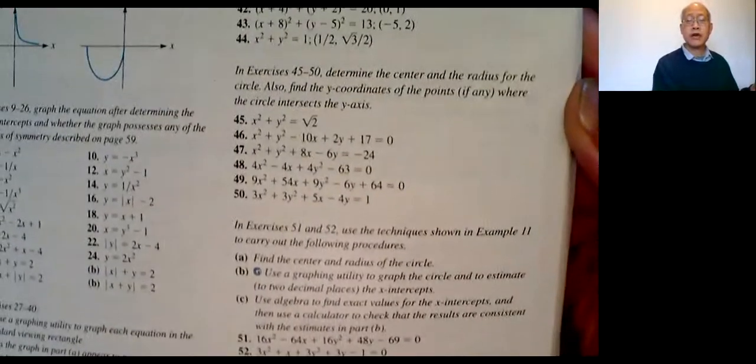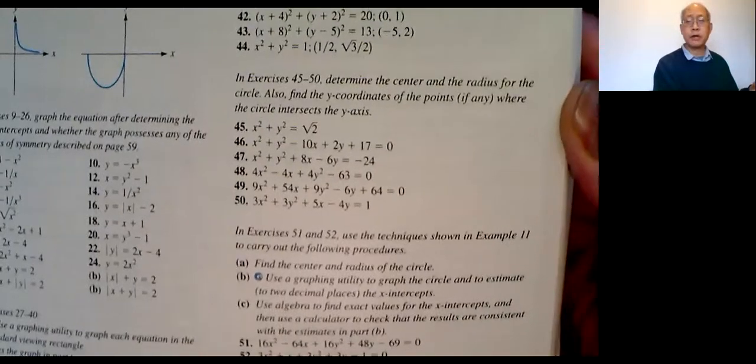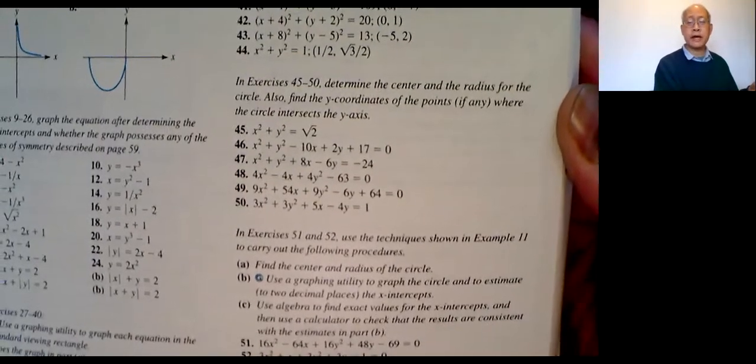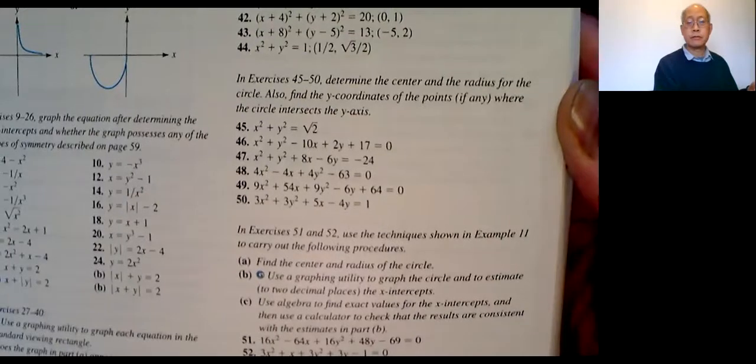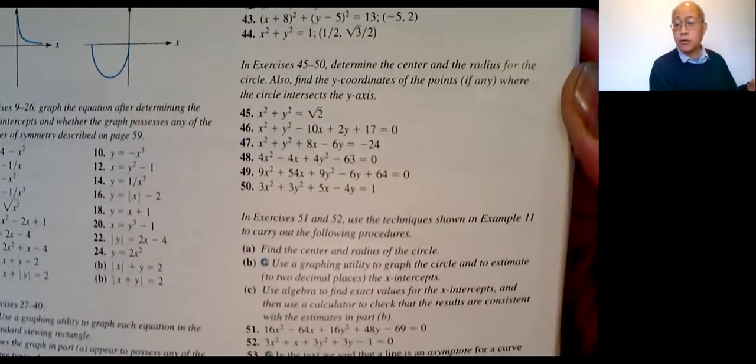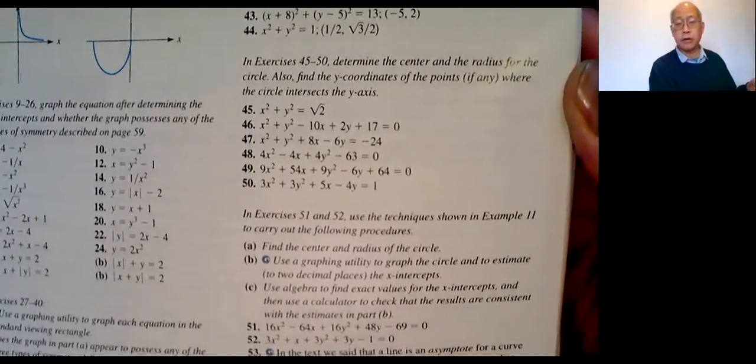Determine the center and the radius and find the y coordinates of the point where the circle intersects the y-axis. Y-axis means x equals 0. Okay, I'll do 45 and I'll do 49 and then I'll stop and then maybe we'll break after that.